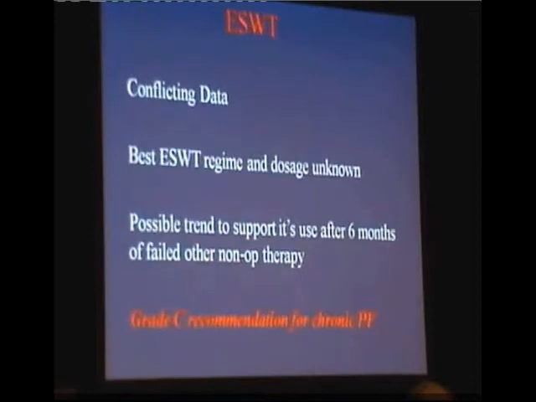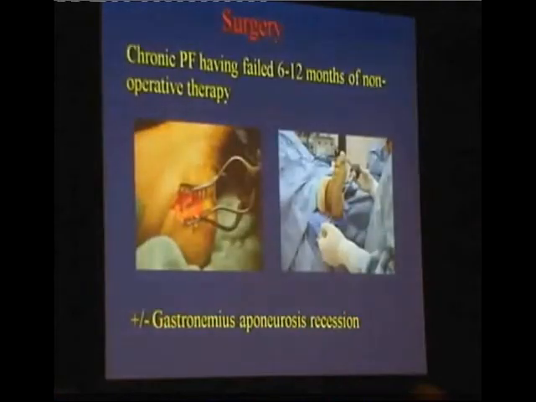So in summary, I would say that as far as extracorporeal shockwave therapy, the data is conflicting. The best regime in terms of how often and how much in terms of the ultrasound dosage is still unknown. There is a possible trend to support its use after 6 months of non-operative treatment, but ultimately it's only a grade C recommendation, i.e. the data is conflicting. We still don't know. So what about surgery?